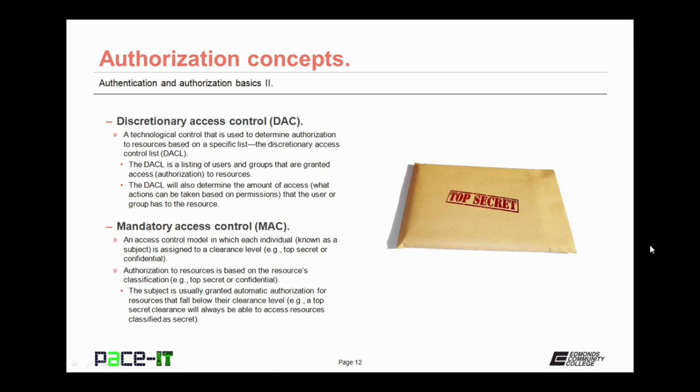And finally, we have the mandatory access control concept, or the MAC concept. It's an access control model in which each individual, which are known as subjects, are assigned to a clearance level, as in top secret or confidential. Authorization to resources is based on the resource's classification, as in, is that resource top secret or confidential? The subject is usually granted automatic authorization for resources that are at or fall below their clearance level. As in, a top secret clearance will always be able to access resources classified as secret.